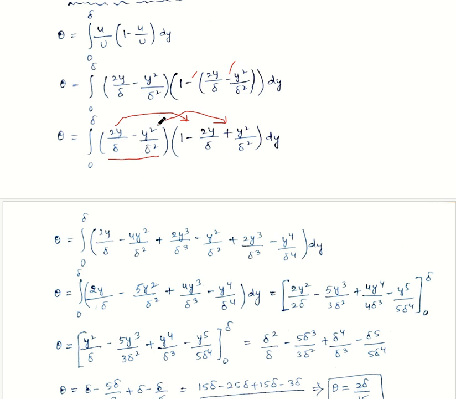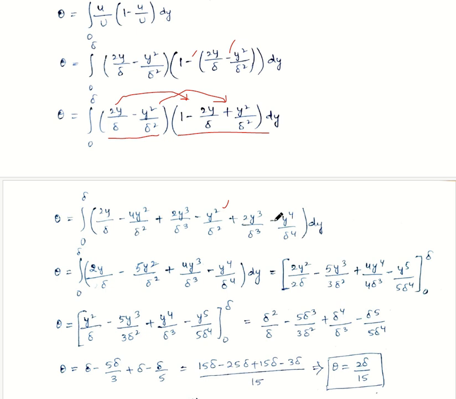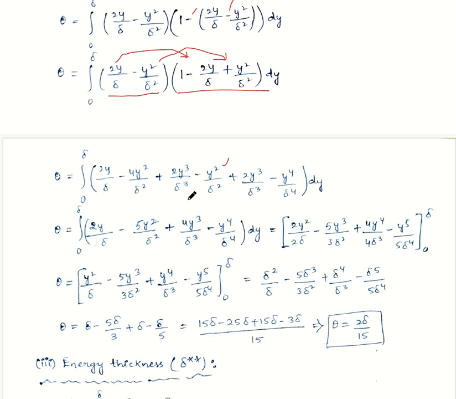Now I should multiply minus y square by delta square with all these three terms. So if I multiply minus y square by delta square by 1, I will get minus y square by delta square. And if I multiply minus y square by delta square with minus 2y by delta, I will get plus 2y cube by delta cube. And if I multiply minus y square by delta square with plus y square by delta square, I will get minus y power 4 by delta power 4, because plus into minus is minus.